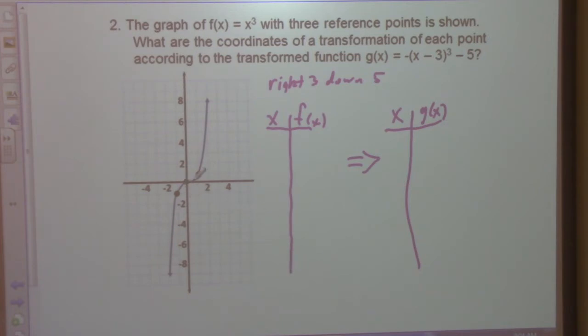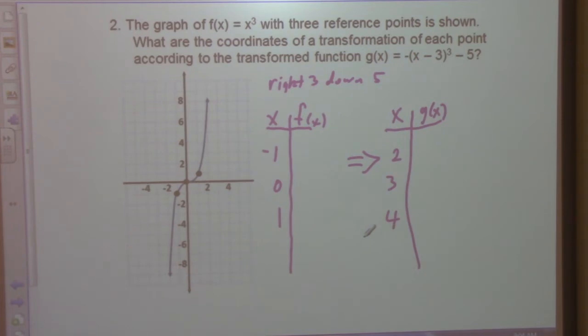The first thing you do is go right 3. So if we take these reference points whose x input values are -1, 0, and 1, what do we do that's right 3 from here? What do these change to? 2, 3, and 4.